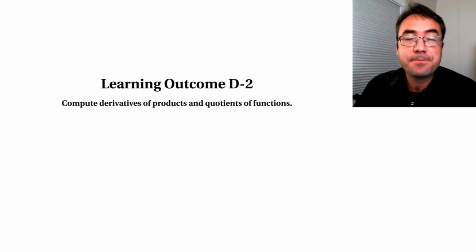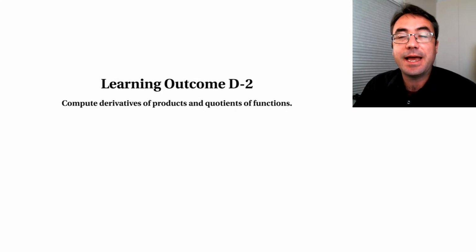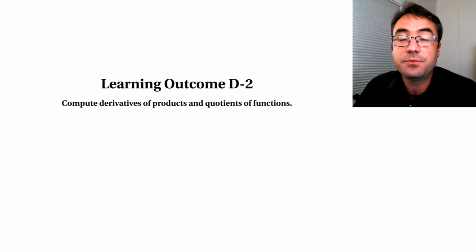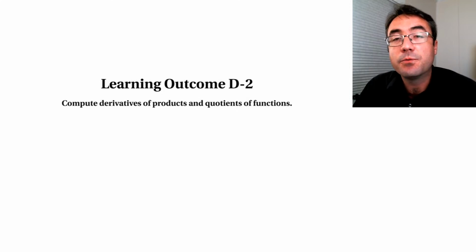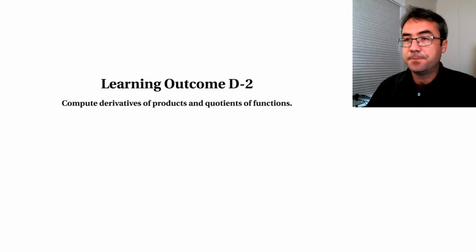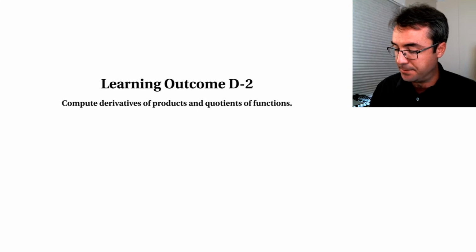All right, so today we're going to be looking at learning outcomes D2 and D3. We're continuing on with the theme of derivative rules. These are rules that let us calculate derivatives a little bit quicker, and a little bit easier, than if we were using limits. In D2, we're going to see the product and the quotient rule, so we're going to see how to compute derivatives of the product or the quotient of two functions. And in D3, we won't finish that today, but we're going to start talking about the chain rule. All right, so let's get into it.